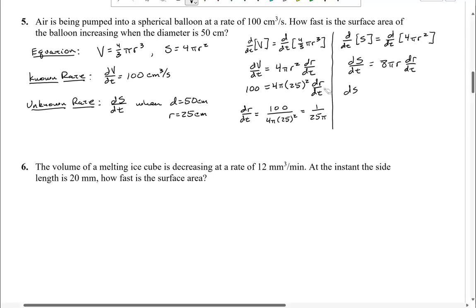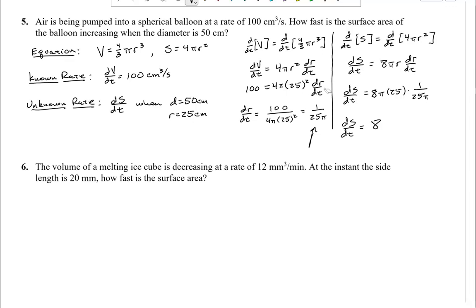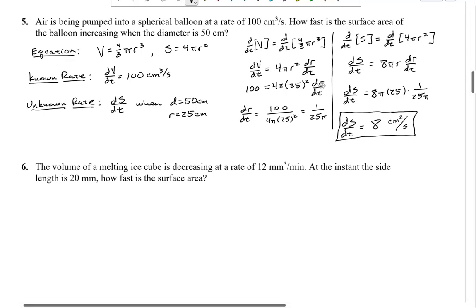And we want to know the rate of change in the surface area when the radius is 25, and we have that dr/dt is 1 over 25 pi at that time. And now we can simplify. And because we're dealing with surface area, we have centimeters squared per second. Pause the video, do number 6.